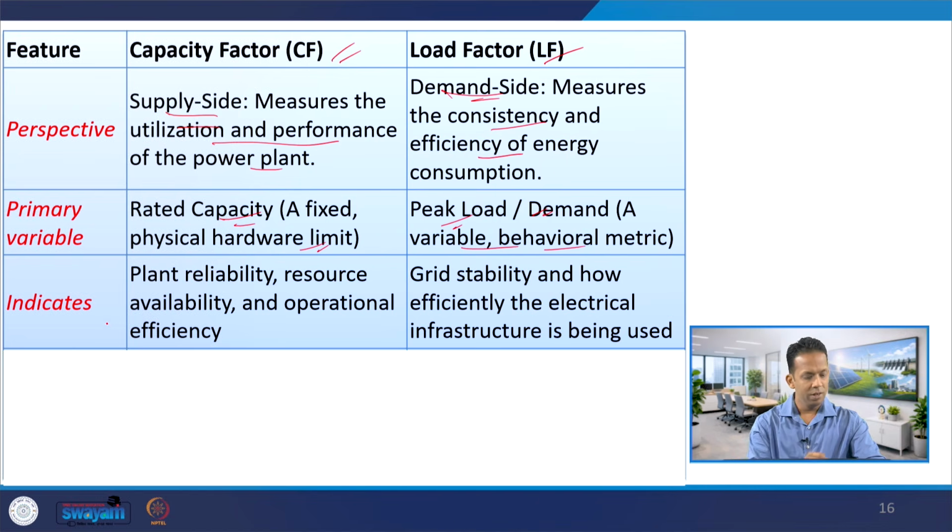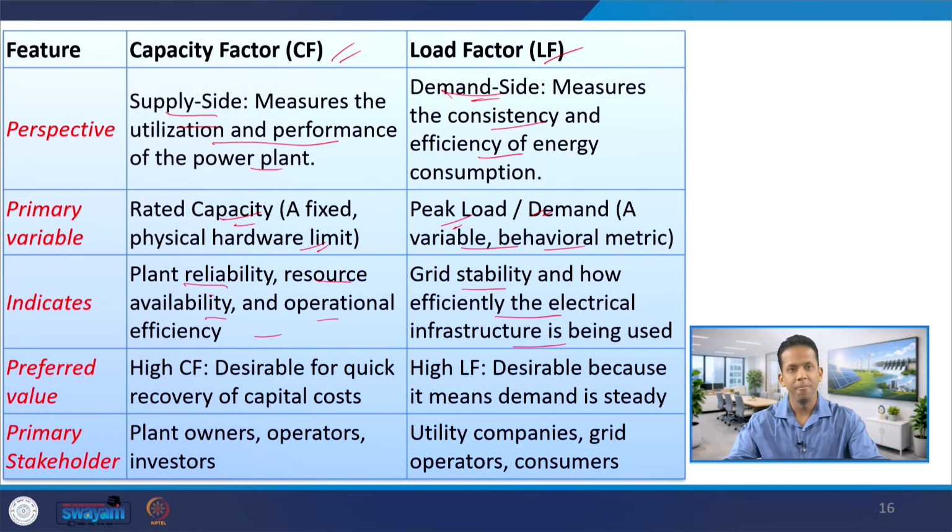Capacity factor indicates the reliability of the plant, the availability of resource, and the operational efficiency of the power plant. Whereas load factor tells us how stable the grid is, how efficiently the electricity infrastructure is being used, how efficient the transmissions are, and how efficient the usage appliances which consume the electricity are.